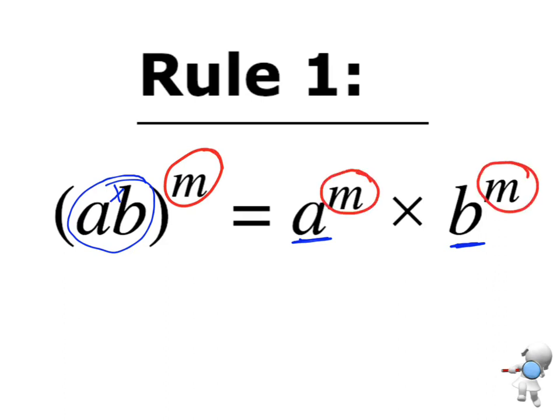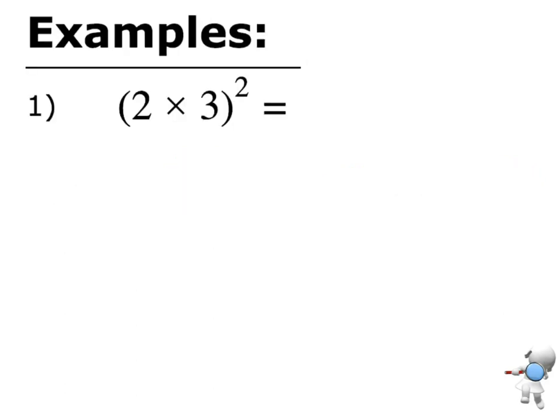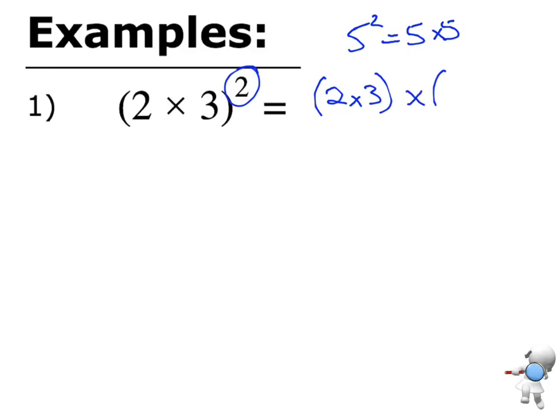Okay, let's have a look at how this works. So if I have this expression here, so we've got 2 times 3 in brackets, all being raised to the power of 2. Let's think first of all, what does that mean? Well, this power of 2 means take whatever's inside the brackets and multiply that by itself twice. Just like if I had 5 squared, it means take the base number and multiply it by itself twice. I'm going to do the same thing here. I'm going to take that brackets, 2 times 3, and I'm going to multiply it by itself, 2 times 3.